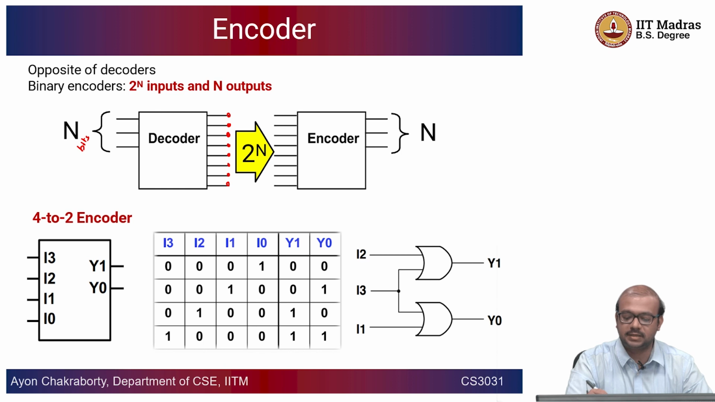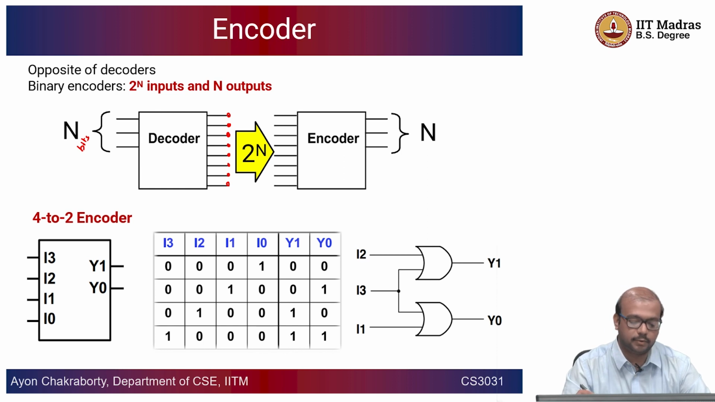The encoder actually takes that encoded output. It's basically that you have 2 to the power n different inputs here, and it actually encodes them. So it's the other way around. It basically finds out which bit combination we are trying to look for.